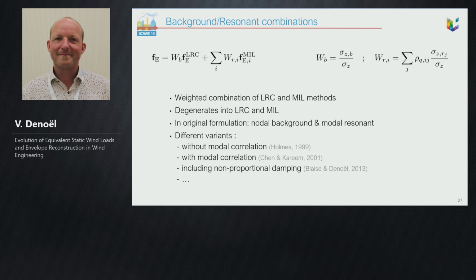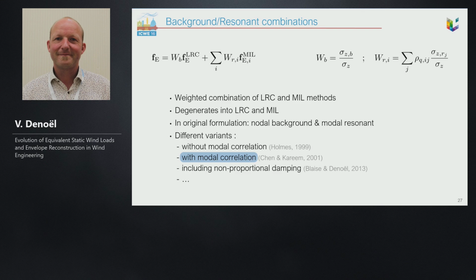Super interesting, because actually it will restore this non-overshooting property. So again, it's possible to demonstrate that if you use this sort of combination, there is no overshooting at all. Okay, I want to skip the fact that there were different variants of that method, without modal correlation, with modal correlation, and some more advanced approaches. The one I will use in the rest of this presentation is the one proposed by Shen and Karim, 2001, using modal correlation. Modal correlation, why?